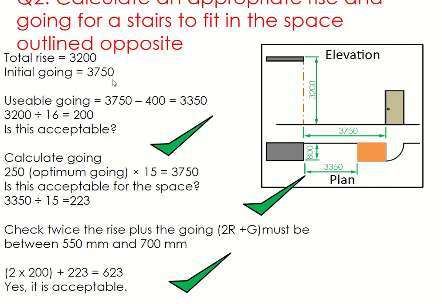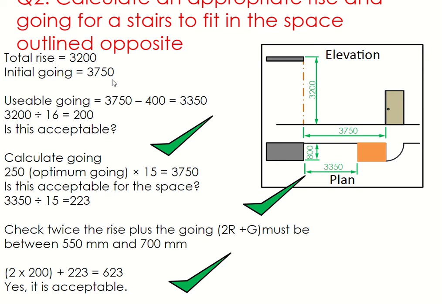So you would divide 3,200, which is the height from floor to the first floor, by 16. You get an even number, that's acceptable. If you don't get an even number, you try 15 and 14 until you do. Then to calculate the going, we know that the optimum is 250. So we multiply that by one step less than the rise, which is 15. So we get 3,750, which just about fits our area.